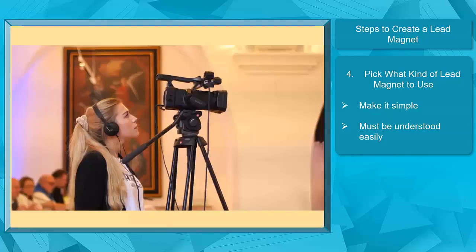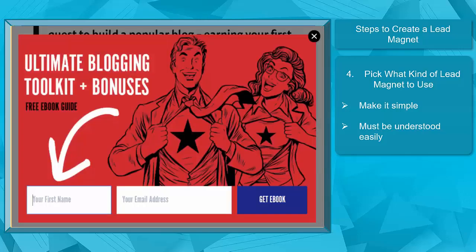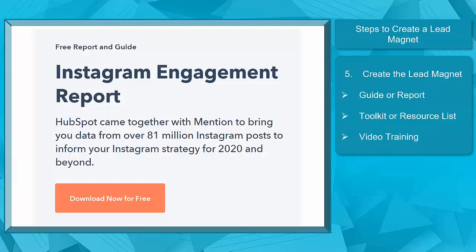Next, go for your strengths. If you're good at doing videos, then do it. If you are good at writing, write an ebook. Step 5 is to create your lead magnet. Here are the types of lead magnets you can offer.